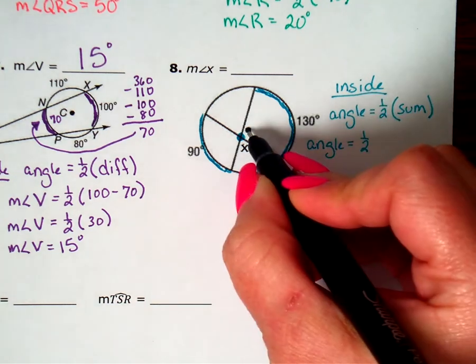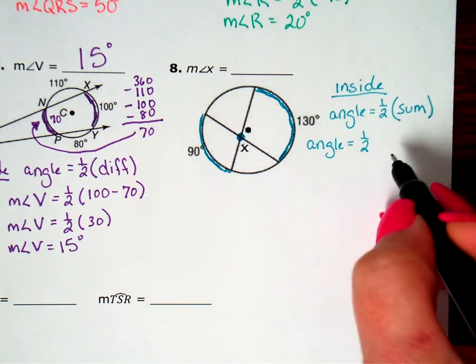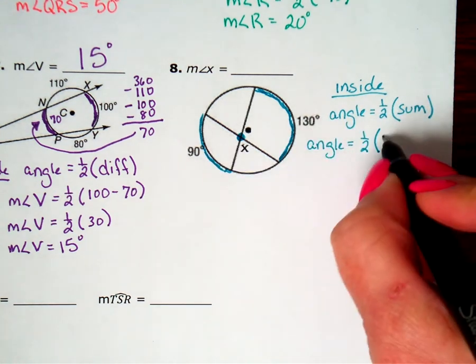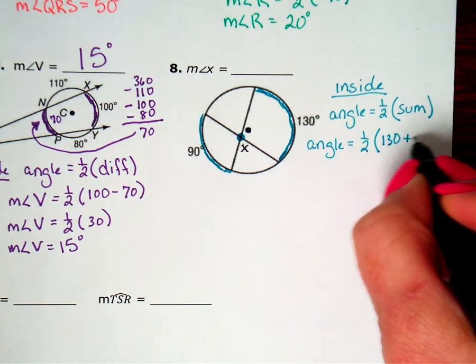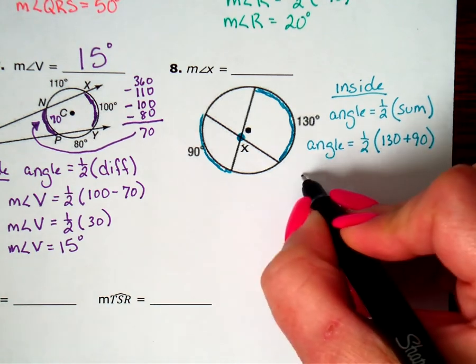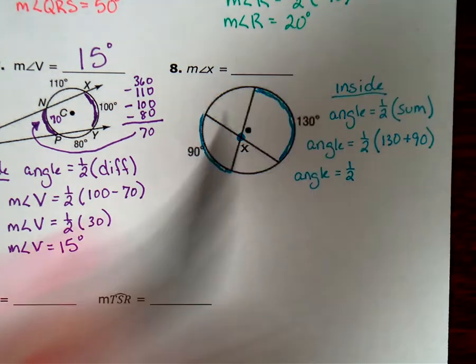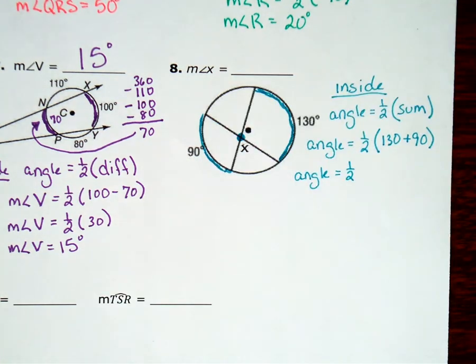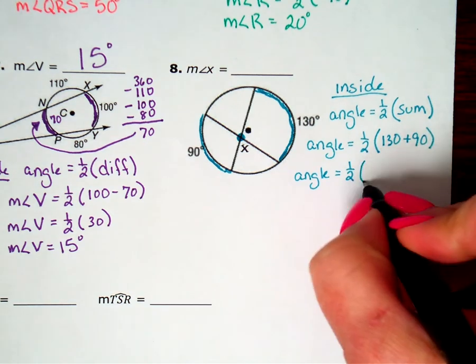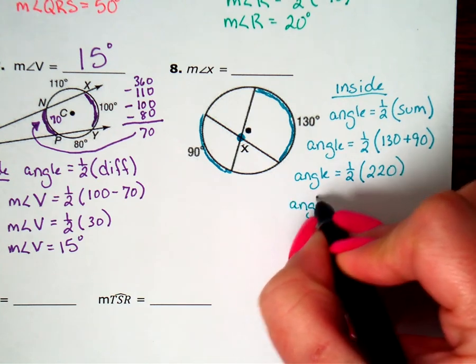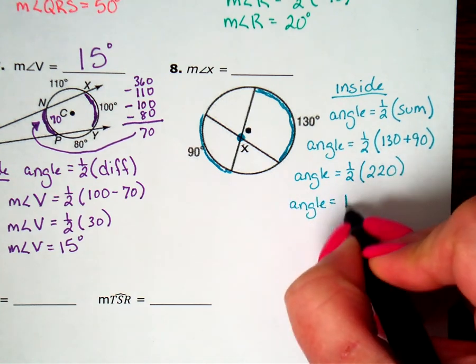And it's not central angles, because I can see the center of that circle there. Definitely not central angles. So I've got my two arcs are 130 and 90. So my angle equals 1/2 of 130 plus 90, which is 220. And so my angle, half of 220, is 110.